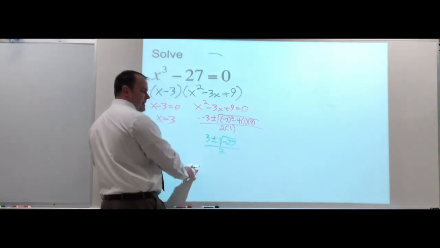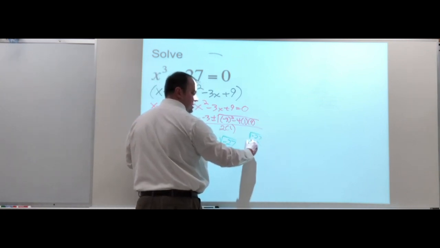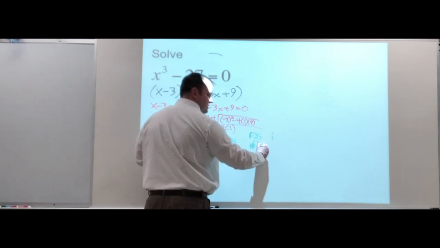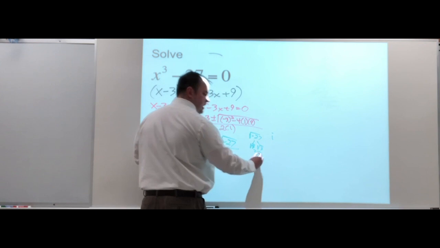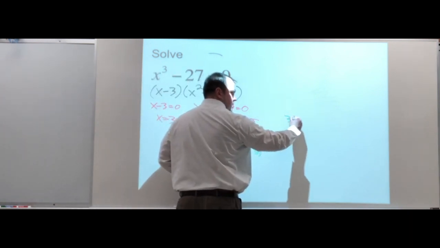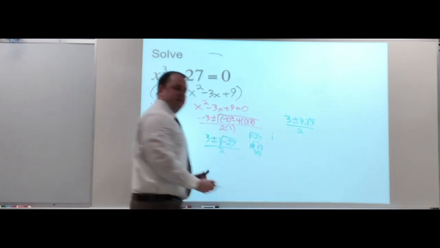Divide by 2. Factor tree for negative 27. Okay, so this is something we need to start getting pretty quick at. It's negative, so there's going to be an i. Square root of 9, square root of 3. It's going to be 3 square root of 3. So when I rewrite this, 3 plus minus 3i square root of 3 divided by 2.